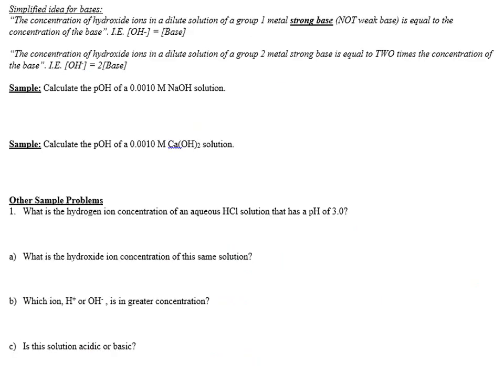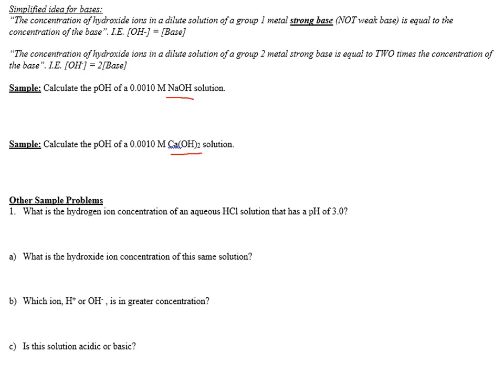So for bases, it's the same general idea. The concentration of the base will tell you the concentration of the OH, with one additional rule. If you have a base with multiple hydroxides, providing it's a strong base, you can actually dissociate the entire thing and double its concentration. So here's what I mean by that. Let's do this sample problem here.